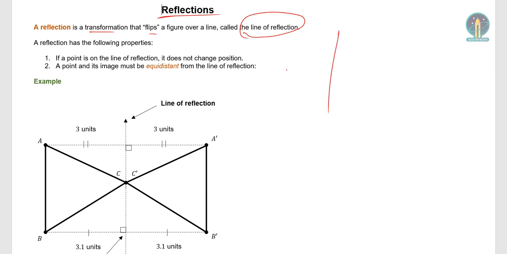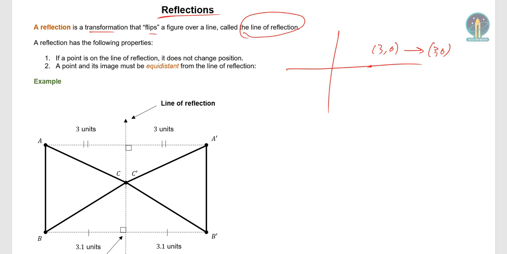So if I give you a line of reflection, let's say the x-axis, right, and I have a point on the x-axis, say the point (3, 0), and I say reflect this point on the x-axis, its reflection is still (3, 0). Okay?